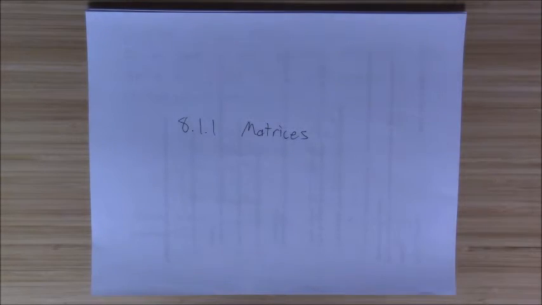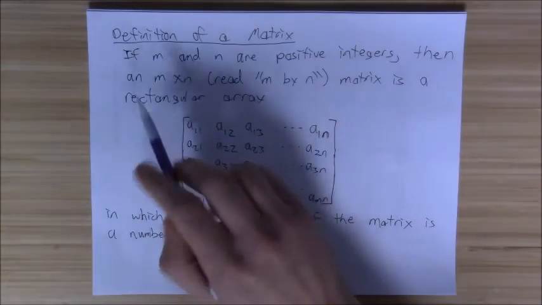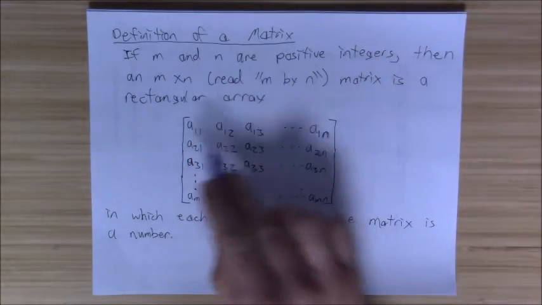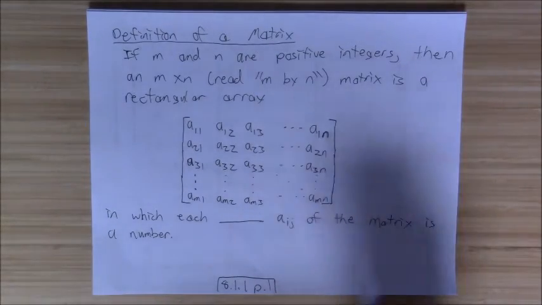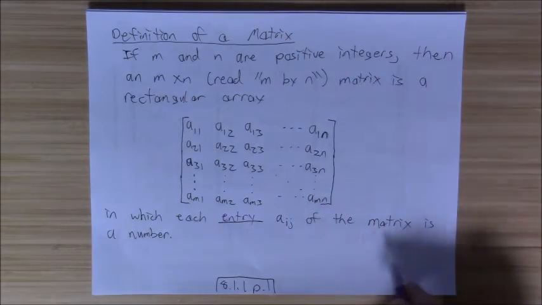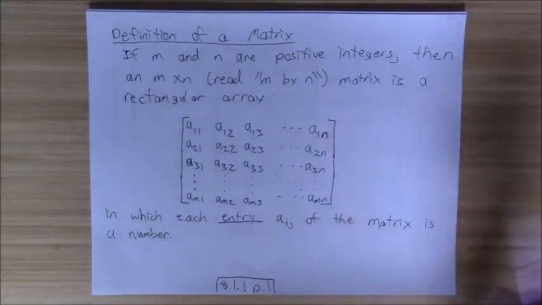In this video, we're going to start talking about matrices. Now, if m and n are positive integers, so say 1, 2, 3, 4, etc., then an m by n matrix is a rectangular array of the following sort, in which each entry Aij of the matrix is just some number. So these are a bunch of numbers here.